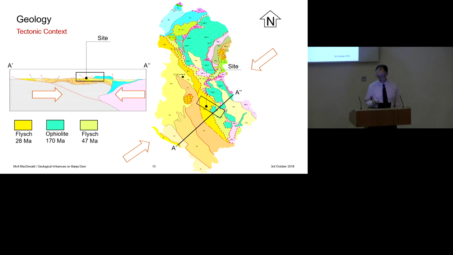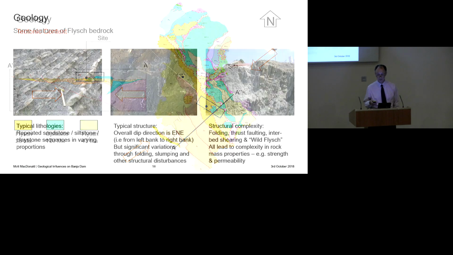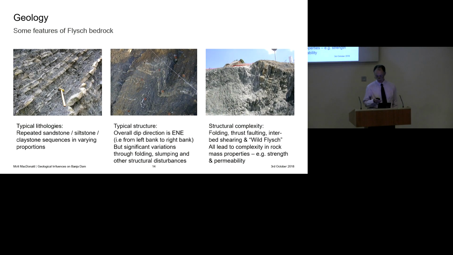So, what are the implications of this for the rocks at our site? You won't be surprised to hear that the typical flysch lithologies, which consist of sandstones, siltstones, claystones, mudstones in repetitive sequence, thin beds generally, have been significantly distorted, as in the middle photo, by all these compression forces. Whilst the overall dip is in an east-northeast direction, that is from the left abutment or left bank of the river towards the right bank, there are significant variations all the way through and a lot of highly contorted beds in various places. So you end up with a rock mass with considerable structural complexity, as in the right photograph.